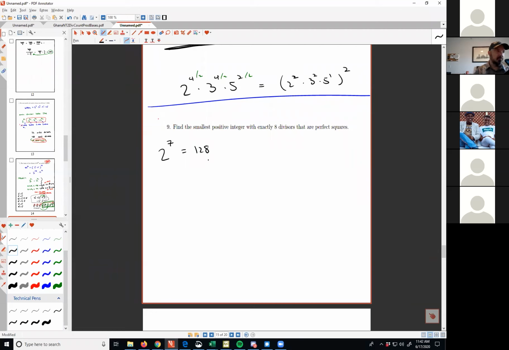54. Good. 1 plus 1 times 3 plus 1 is 8. We can use the exponents. Good. So where are we going with this?